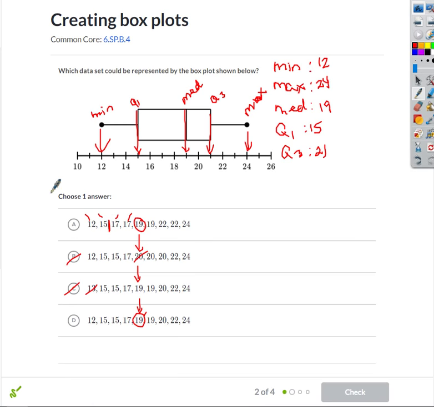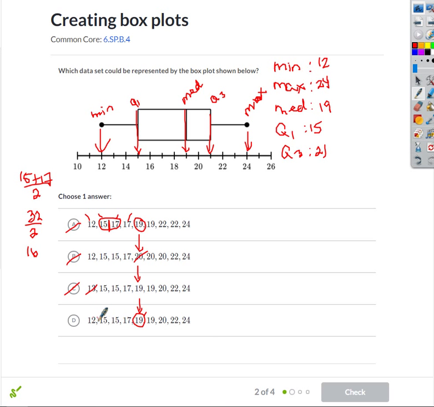Why? Because to find a median when there are two numbers in the middle, you're supposed to add 15 plus 17 and divide by 2. 15 plus 17 is 32. 32 divided by 2 gives you 16. So this is wrong because our Q1 is supposed to be 15. And again, you can see it here on the graph. So that's wrong. So now we know that our answer should be D.